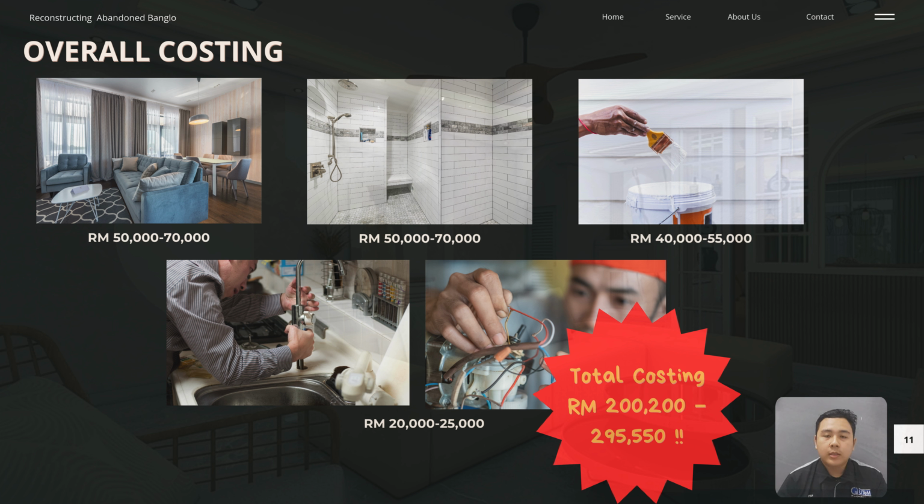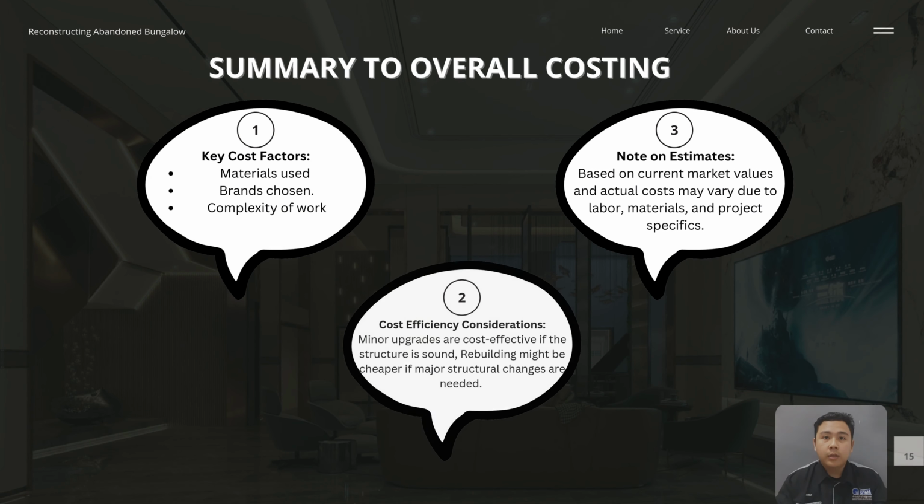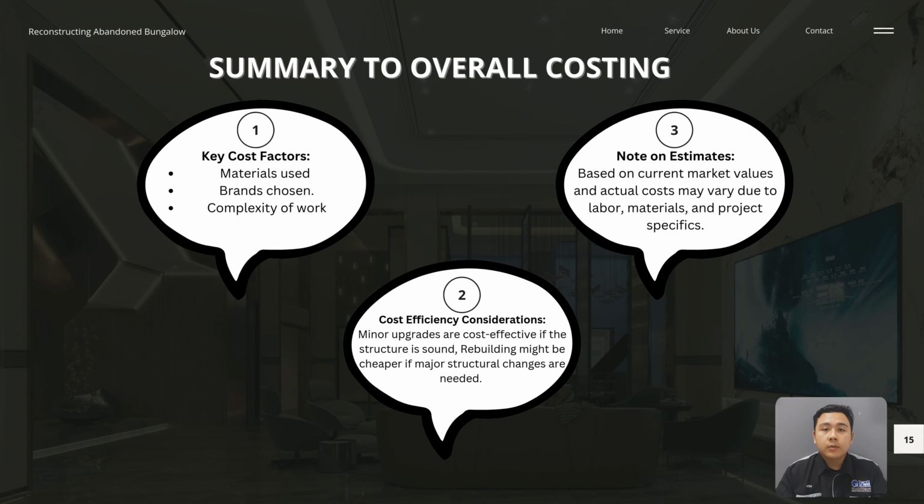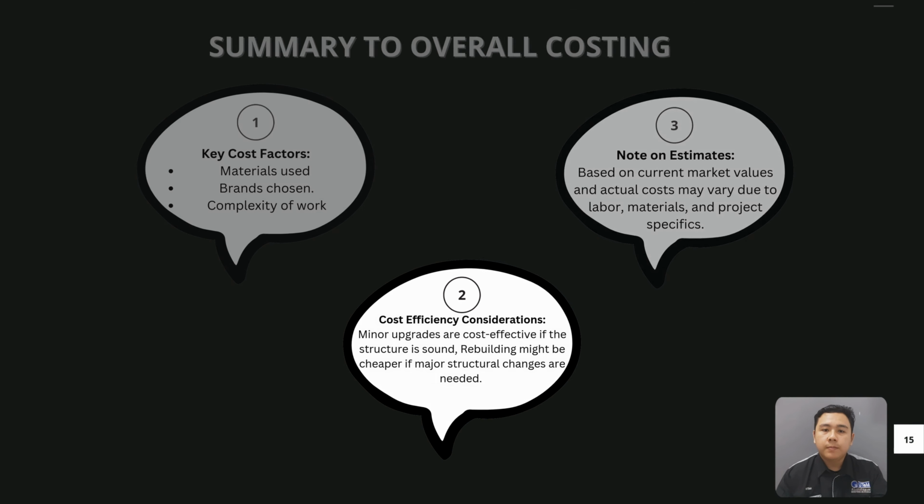Total costing is 200,200 until 295,550. Summary to overall costing. First, key cost factors: material used, brand choosing, complexity of work. Second, cost efficiency consideration. Minor upgrades are cost effective if the structure is sound. Rebuilding might be cheaper if major structure changes are needed. The last one is note on estimate. Based on current market value, actual cost may vary due to labor, material and project specifics.